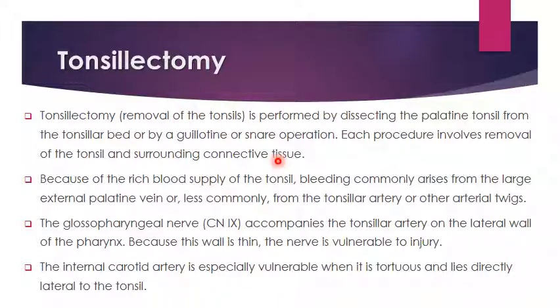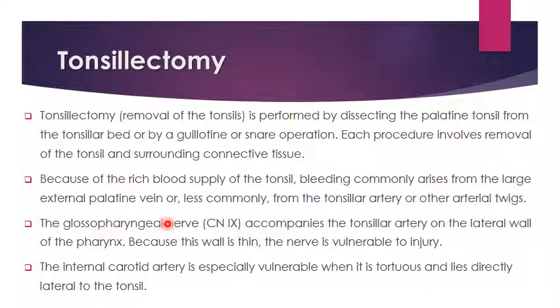Tonsillectomy, or removal of tonsils, is performed by the guillotine or snare operation. Each procedure involves removal of the tonsil and surrounding connective tissue. Because of the rich blood supply of the tonsil, bleeding commonly arises from the large external palatine vein, which is closely related to the lateral surface of the palatine tonsil, or less commonly from the tonsillar artery or other arterial twigs.